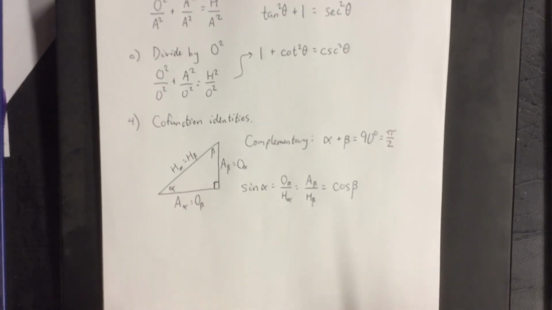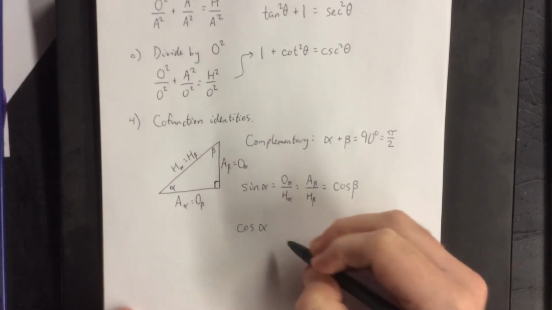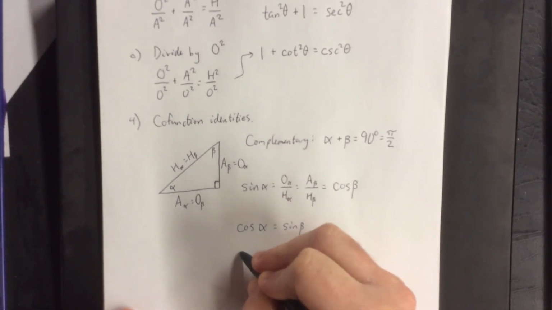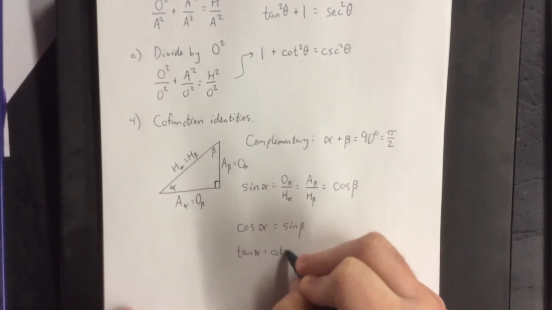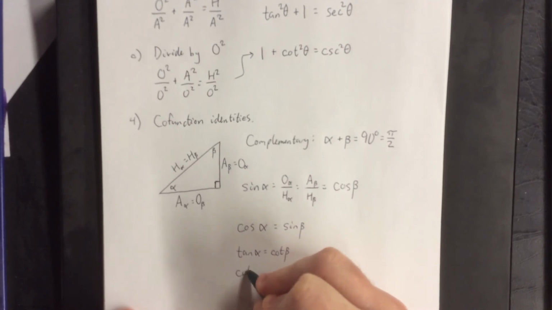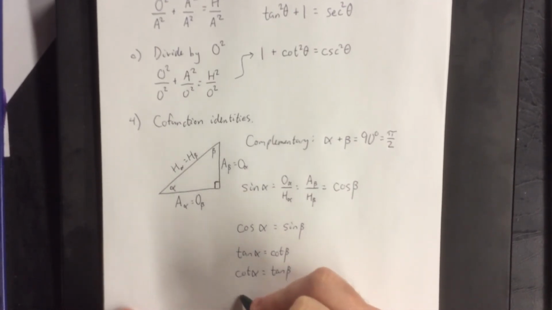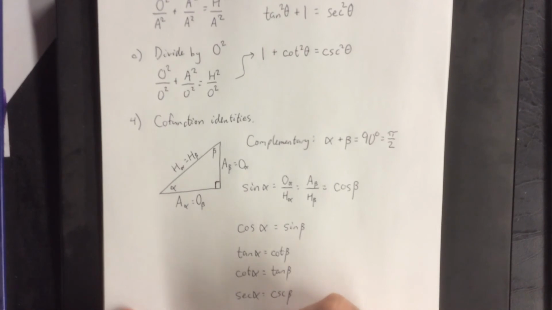Now, if you made a similar argument for all of these other possible ratios, you would get that the cosine of alpha is the same as the sine of beta, that the tangent of alpha is the same as the cotangent of beta. The cotangent of alpha would be the same as the tangent of beta. Secant of alpha is equal to the cosecant of beta, and the cosecant of alpha is equal to the secant of beta.